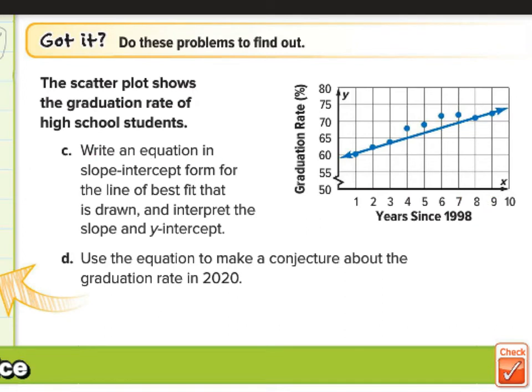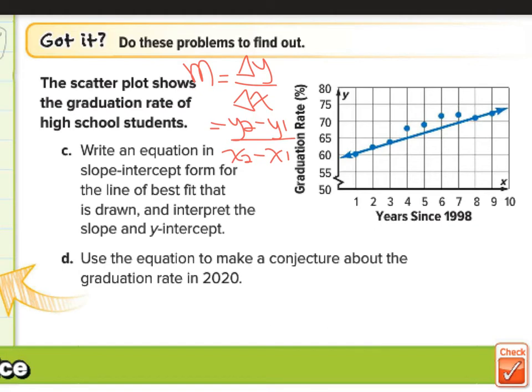Write an equation in slope-intercept form for the line of best fit that is drawn and interpret the slope and the y-intercept. In order for us to do that, we have to identify slope, which is m, which is delta y over delta x, or change in y over change in x. And you know that that is y2 minus y1 over x2 minus x1. And now we need to choose 2 points.